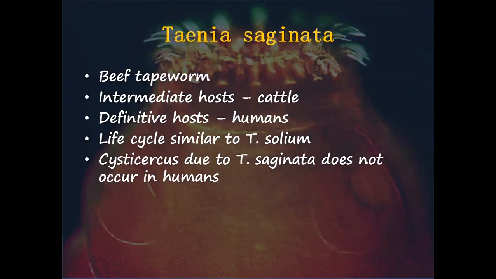Okay. So beef tapeworm, another Taenia species or Taenia saginata. The intermediate hosts this time are cattle. Again, humans are the definitive host. Life cycle, similar to T. solium, except that it's ingested by the intermediate host, which is cattle. And cysticercus does not occur in humans in cases of T. saginata. Okay, that's another difference with T. solium.